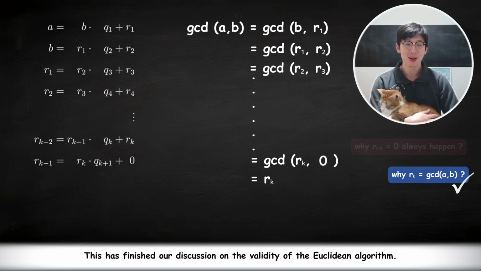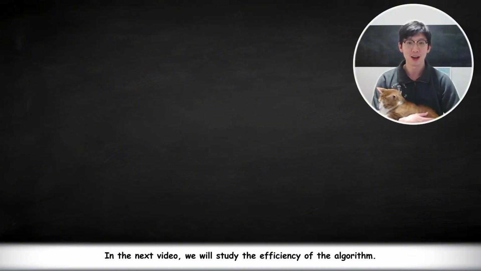This finishes our discussion on the validity of the Euclidean algorithm. In the next video, we will study the efficiency of the algorithm.